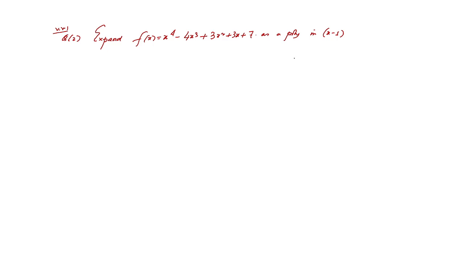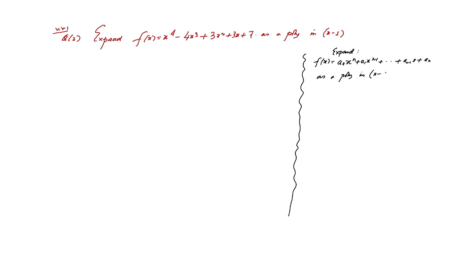So now we'll write the algorithm steps. f(x) equals a0 x to the power n plus a1 x to the power n minus 1 plus up to a(n-1) x plus an. How will you expand f(x) as a polynomial in x minus alpha?